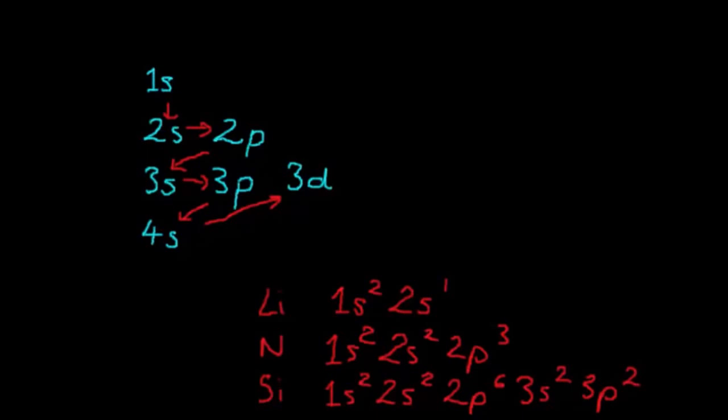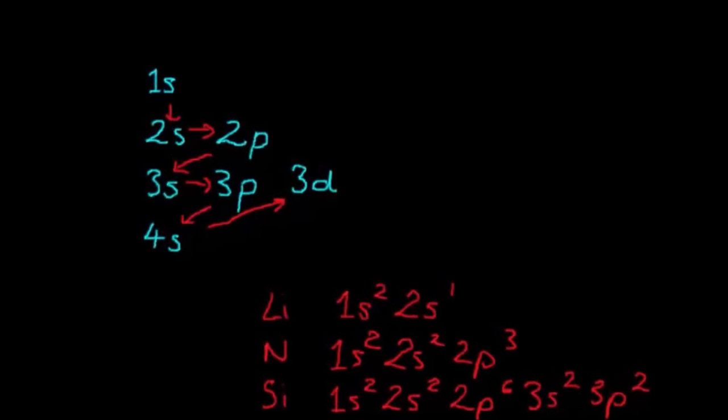Okay, we can also do this in shorthand. It's a bit long to do this sometimes. We take silicon, we can go back to the nearest noble gas and simplify it. So we can take out 1s2, 2s2, 2p6 and put in Ne in brackets, 3s2, 3p2.